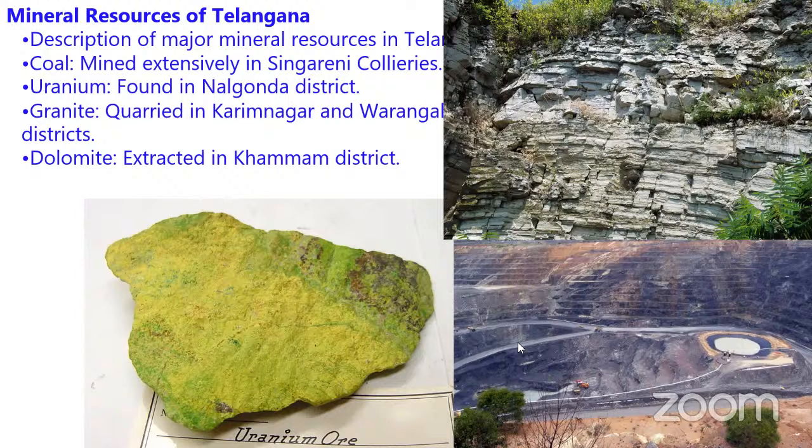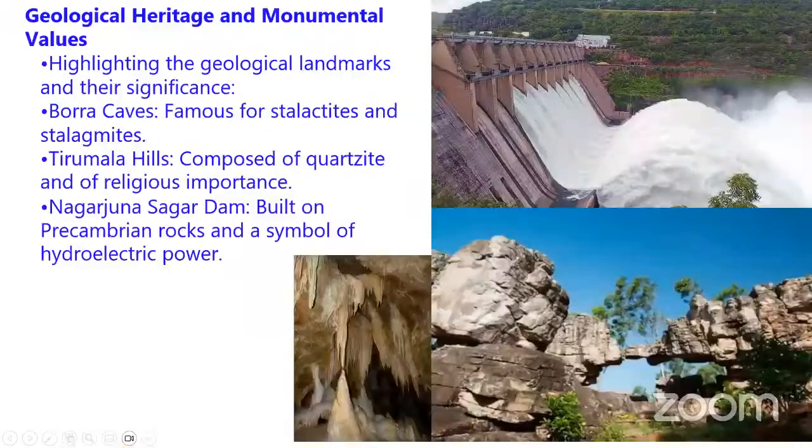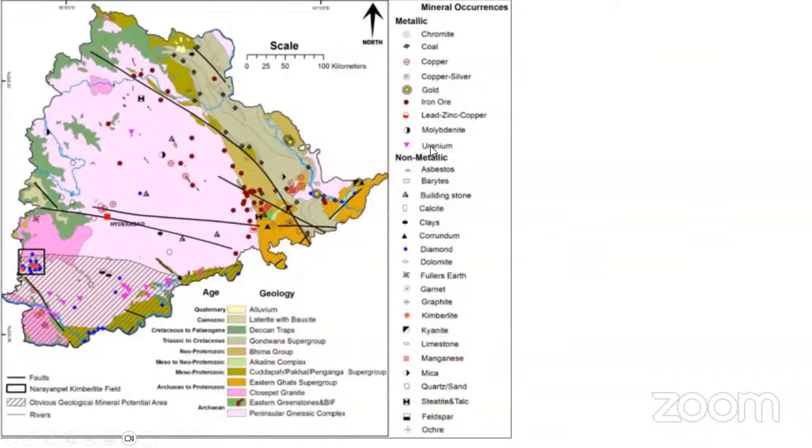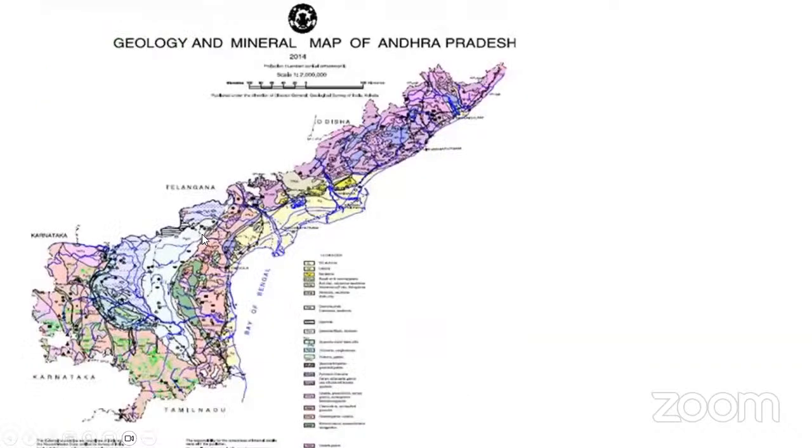So this is the Singareni open cast mining. You can observe here in the bottommost image. And after that, uranium is found in Nalgonda district. This is the uranium ore which is found in the Nalgonda district. As we have observed in the previous slides, here you can observe this is the uranium symbol. We can observe here this is the uranium formation, and here also you can get the uranium formations in the Telangana state.